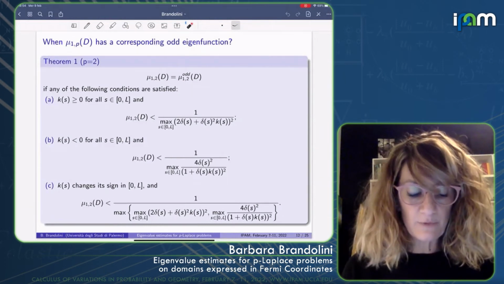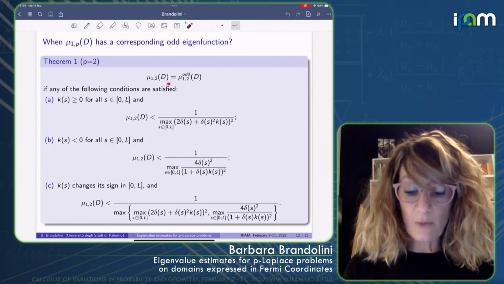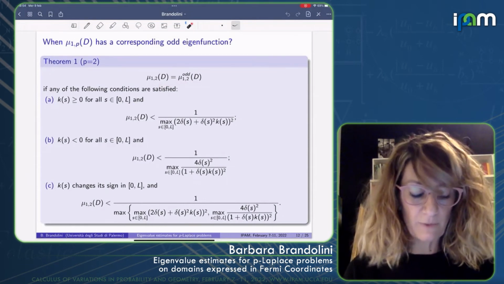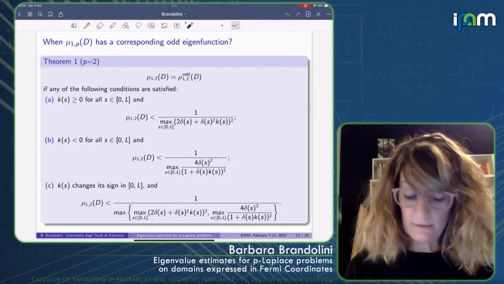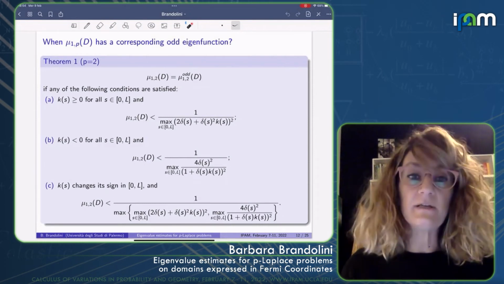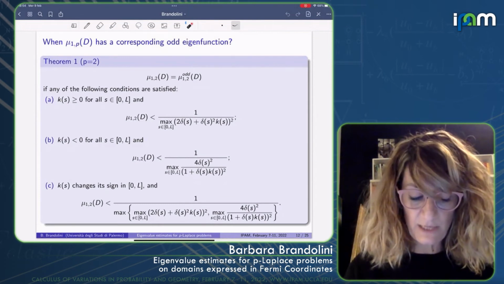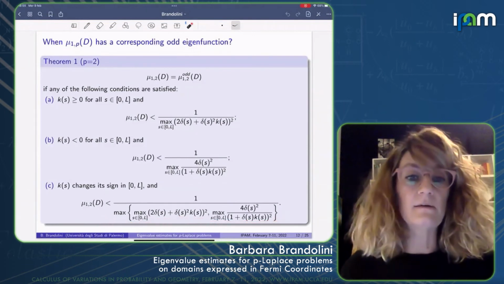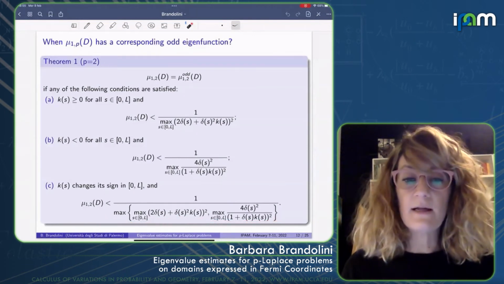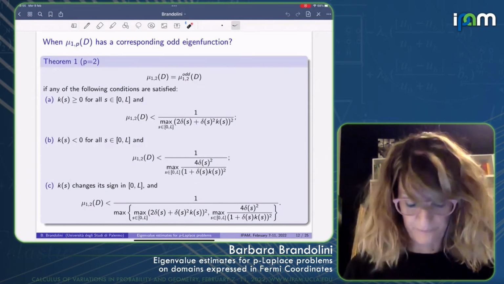And what we can prove is that this equality holds if one of the following alternatives holds true, depending on the sign of the curvature k and on how thin the set is. Indeed, in a few moments, I will show that these strange inequalities written here are actually explicit geometric criteria that allow us to understand when μ1 is equal to μ1 odd.